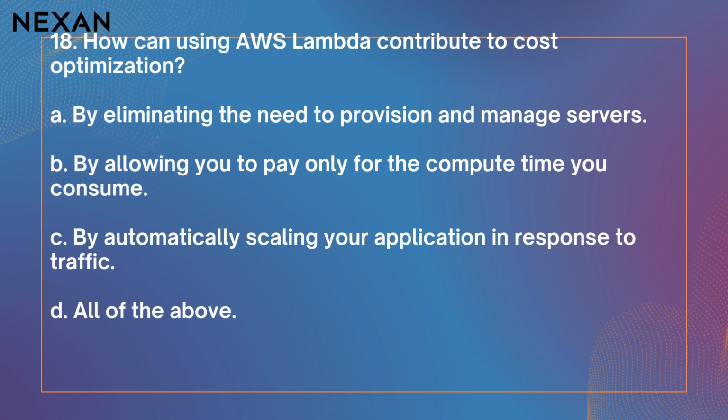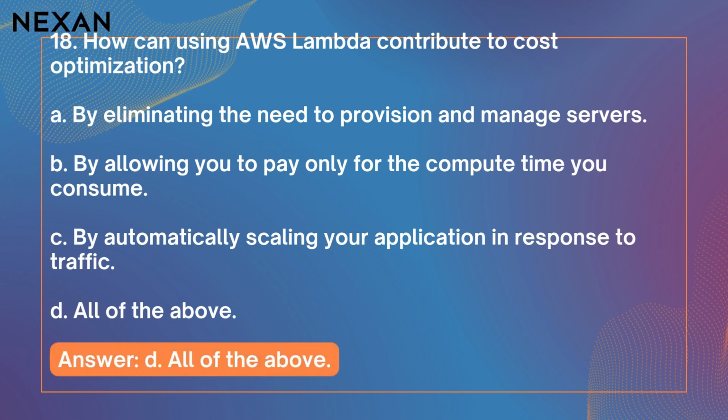18. How can using AWS Lambda contribute to cost optimization? A. By eliminating the need to provision and manage servers. B. By allowing you to pay only for the compute time you consume. C. By automatically scaling your application in response to traffic. D. All of the above. Answer: D. All of the above.